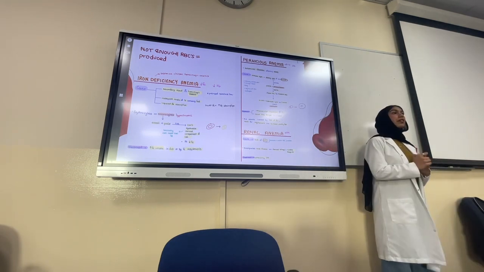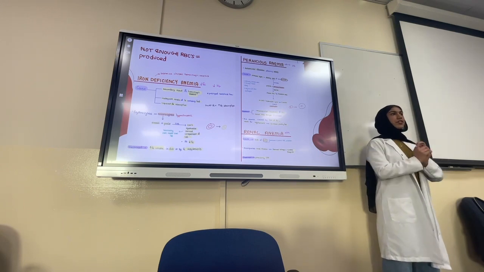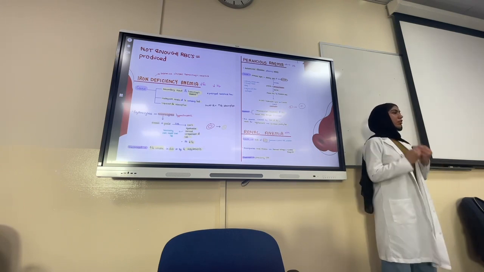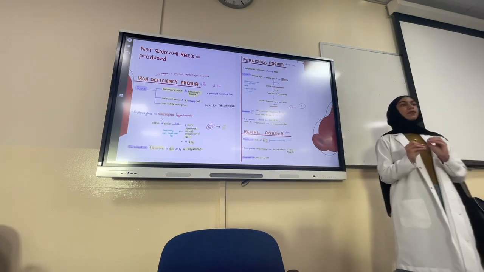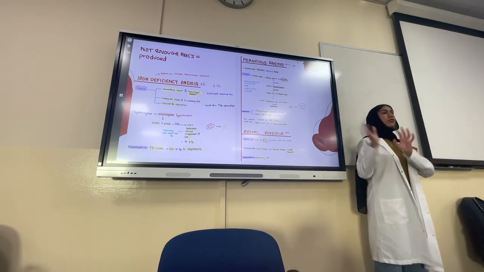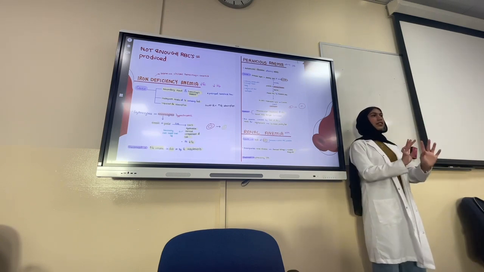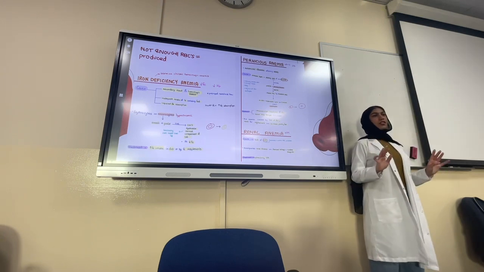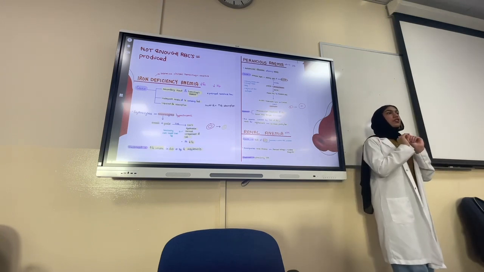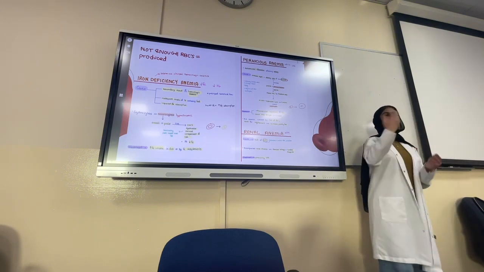Okay, pernicious anemia. By the way, guys, they love pernicious anemia. What's pernicious anemia? It's an autoimmune disease. Why is it called autoimmune? It destroys the stomach mucosa. What does that have to do with anemia? The stomach mucosa produces something called intrinsic factor. That intrinsic factor is super important for absorption of vitamin B12.